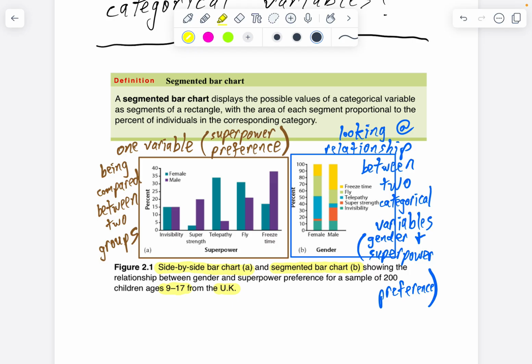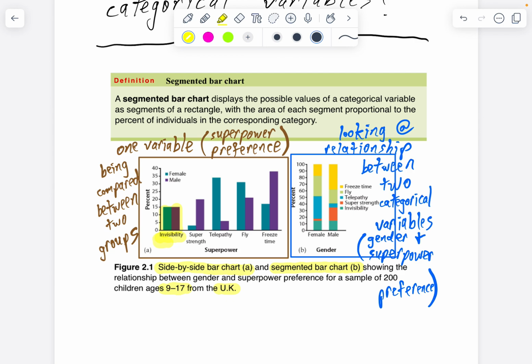And in order to visually display what they found, if you look at the graph on the left, they made what's called a side-by-side bar graph here. So if you look at invisibility, these two bars are of basically the same height. So that means there's about an equal percentage of female and male respondents who voted invisibility.